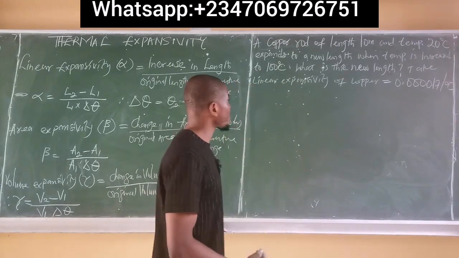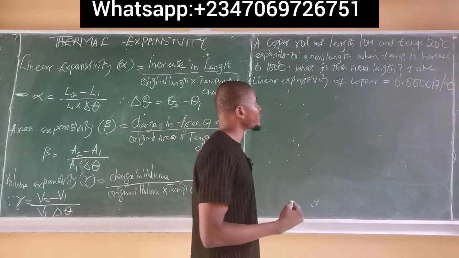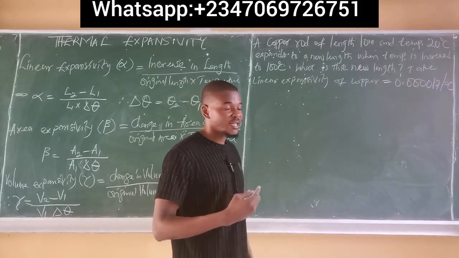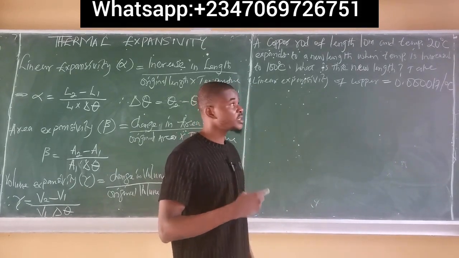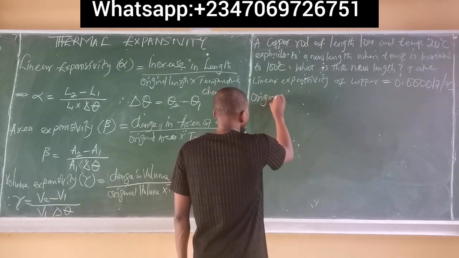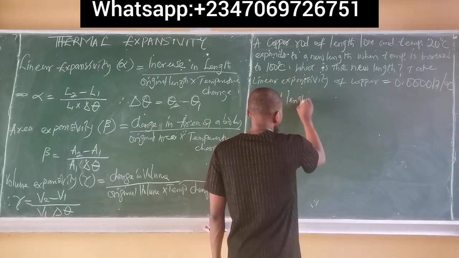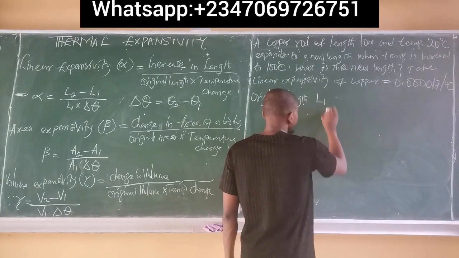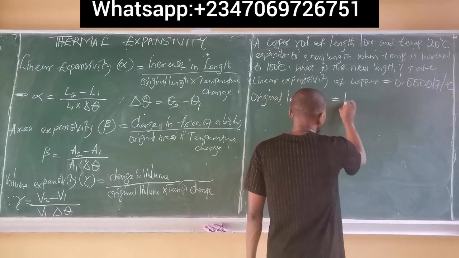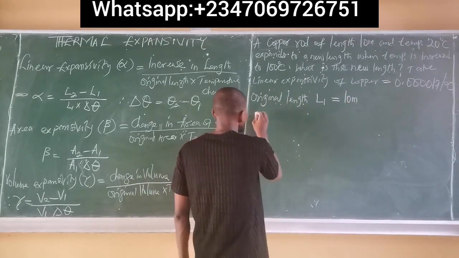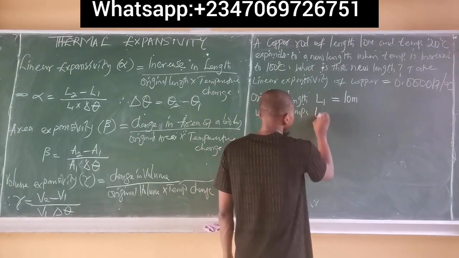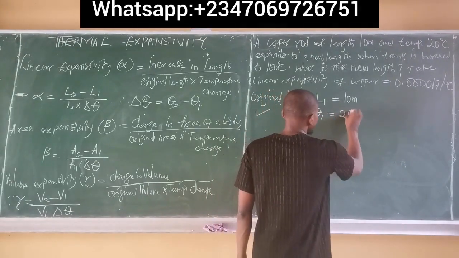All right, so let's pick out our parameters. We are given a copper rod of length 10 meters and temperature 20 degrees Celsius. That simply means the initial, or original, length is 10 meters and the original temperature is also 20 degrees Celsius. Most textbooks simply use L0 for original, but you can call this L1, which means initial length L1 is equal to 10 meters. The original temperature, call that theta 1, was given as 20 degrees Celsius.